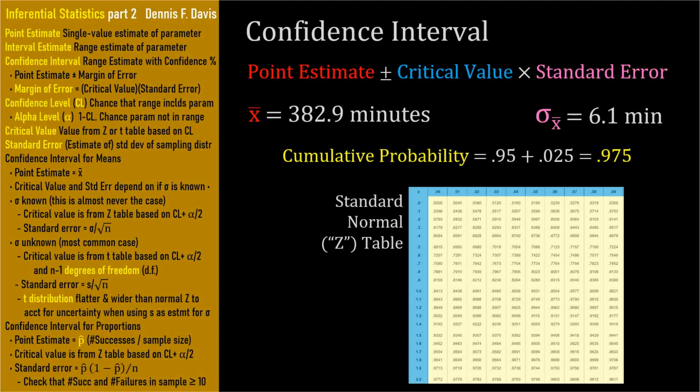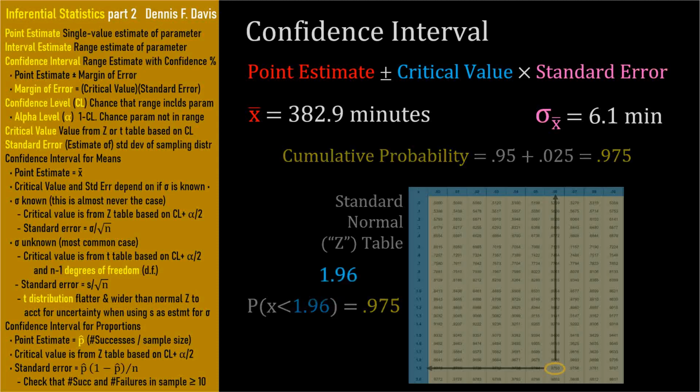So now we find the blue z-score corresponding to 0.975. I know this is too small to read, but it's just like what we did in video 1. Find the probability in the middle, then read out to get the z-score. Here it's 1.96, the critical value for our confidence interval.